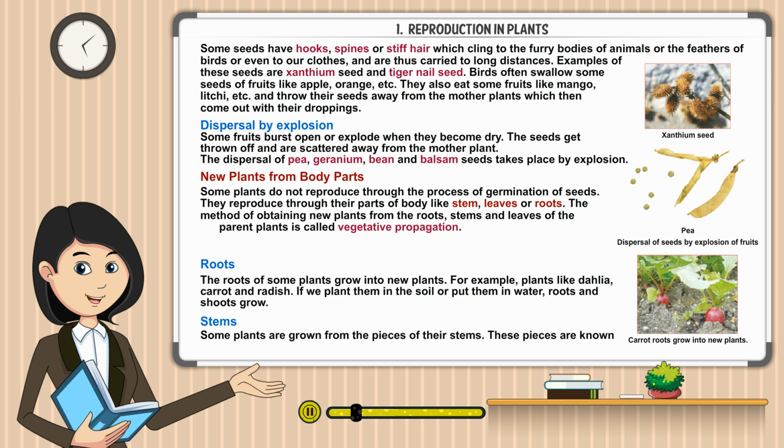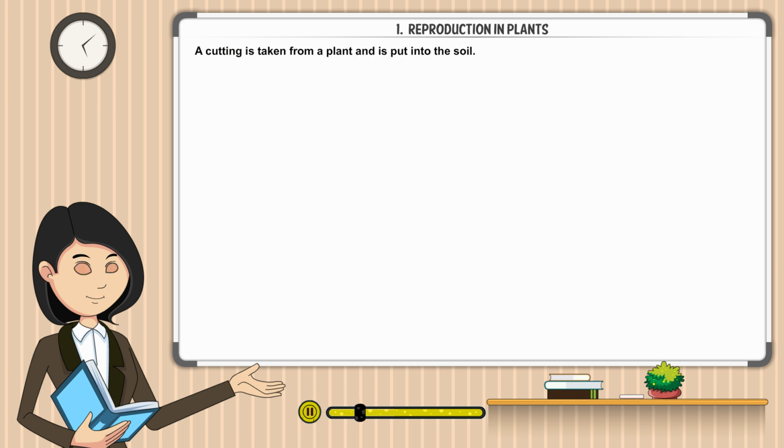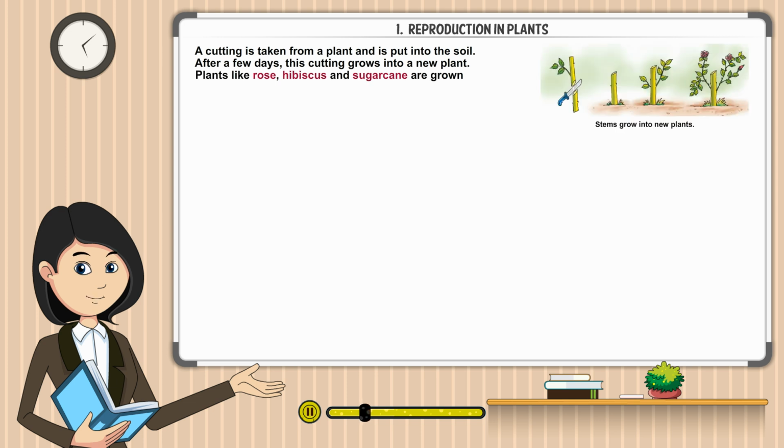Stems. Some plants are grown from the pieces of their stems. These pieces are known as stem cuttings and have buds on them. A cutting is taken from a plant and is put into the soil. After a few days, this cutting grows into a new plant. Plants like rose, hibiscus, and sugarcane are grown by stem cuttings.